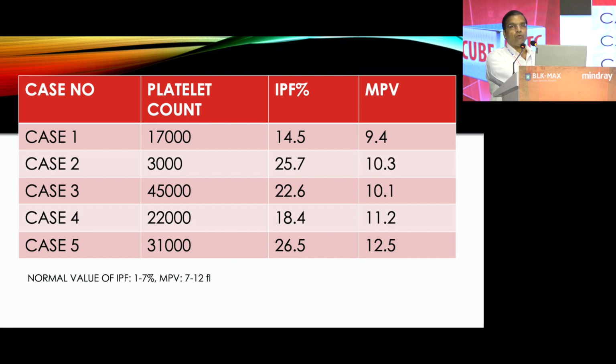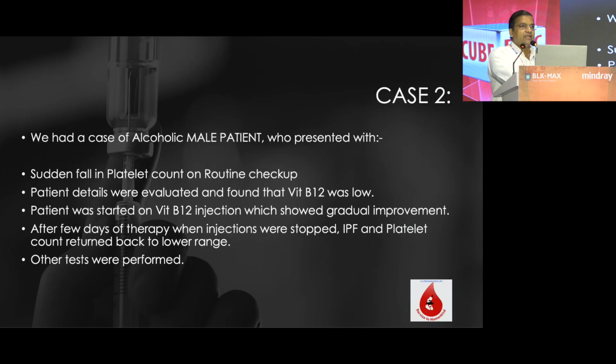We could avoid platelet transfusion in all the cases except number 2, because the platelet count was so low they could not wait for more. Another case was an incidental finding in an alcoholic male, where we found a sudden fall in platelet count in routine checkup. The patient evaluation was done and vitamin B12 was found low. Vitamin B12 injections were given and there was a gradual improvement in the platelet count.